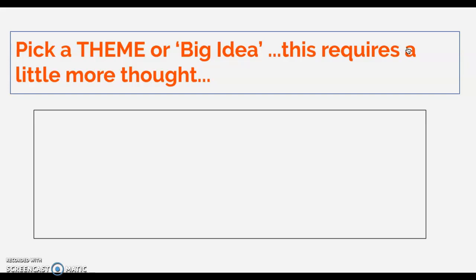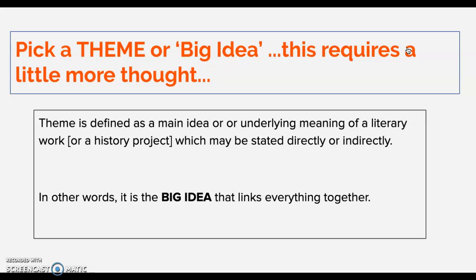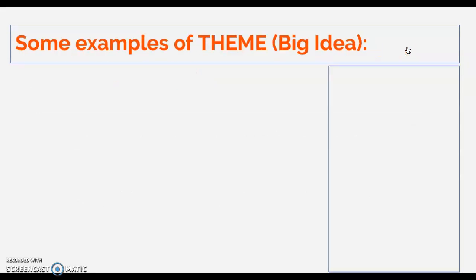And the theme is where we're looking for a big idea, okay? And a theme is defined as a main idea or an underlying meaning of a literary work, in this case a history project, which may be stated directly or indirectly. Okay, well that's pretty straightforward. And basically, it's the big idea that's holding everything together in your work.